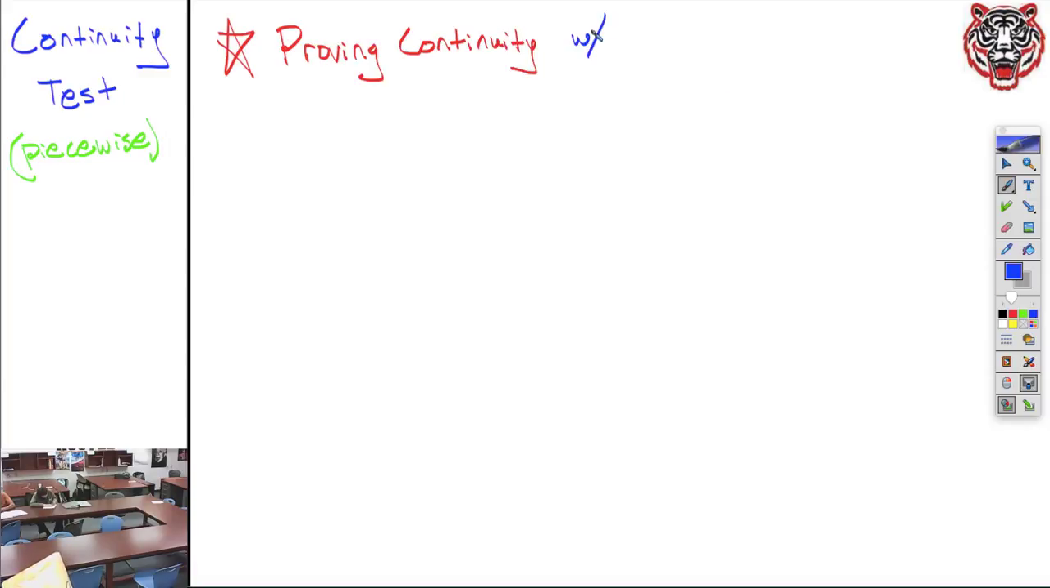And this is going to be with the continuity test. There are 3 elements to this proof. All right, here's the first part. You can go ahead and copy it down with me.